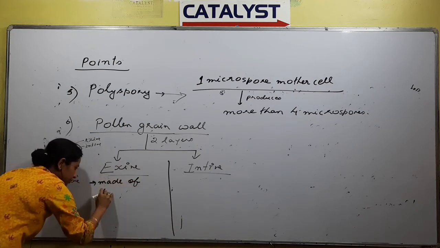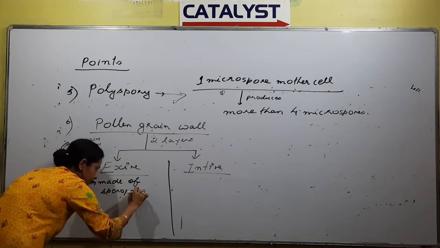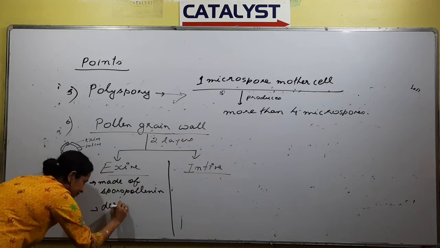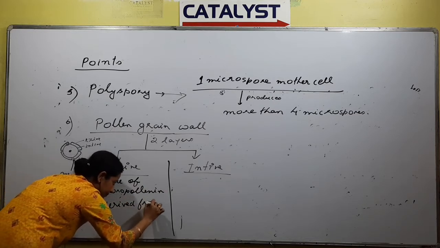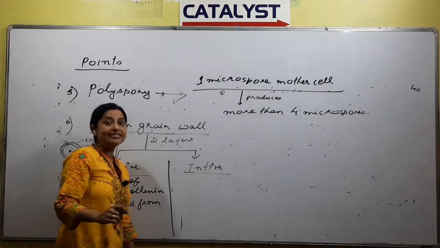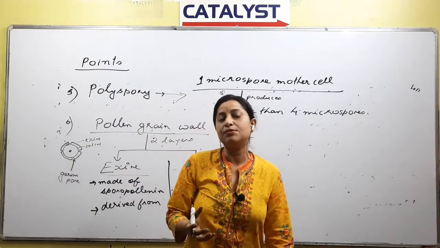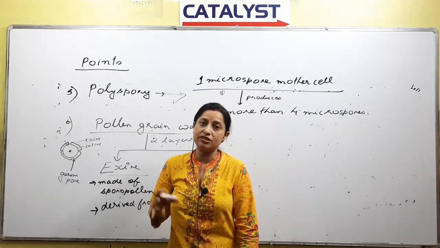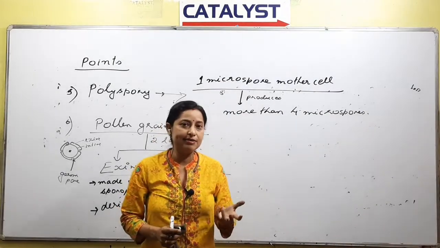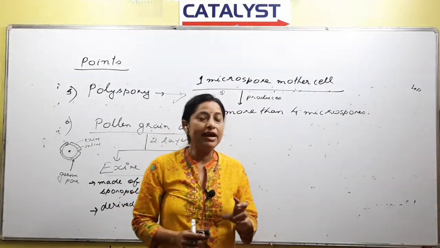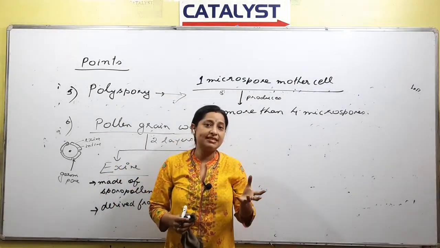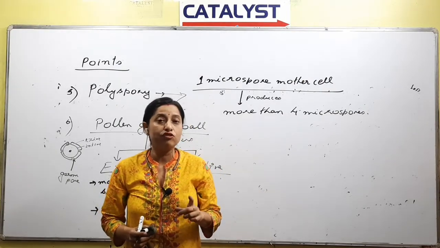Made of sporopollenin. Next, this exine is derived from, if you remember from the last class, we have discussed sporopollenin and we have discussed tapetum, right? So our question is, what is sporopollenin? It is the most resistant substance, found on the outer wall of the pollen grain, that is, on the exine. And who synthesizes it? Do you remember we talked about tapetum?